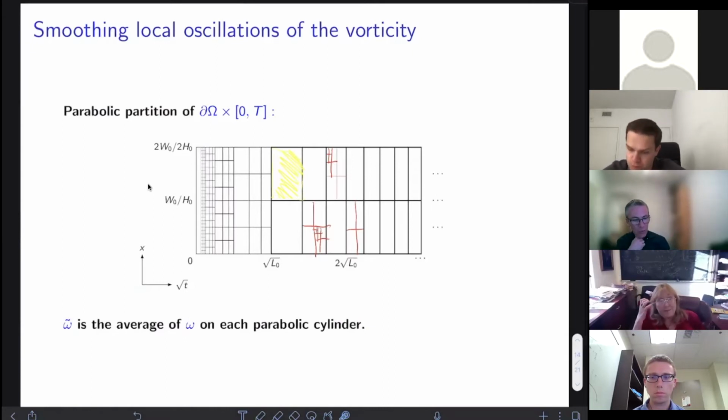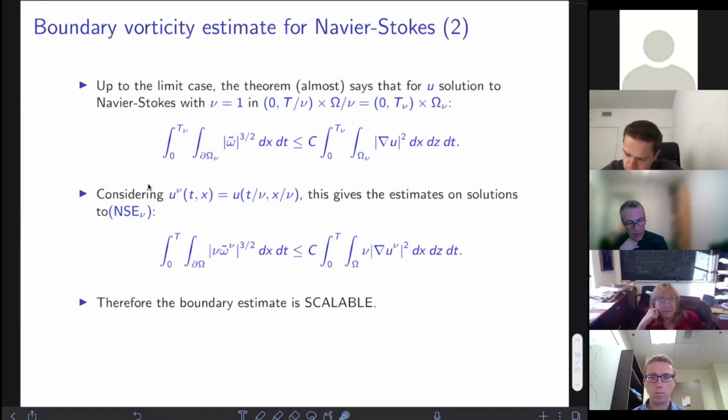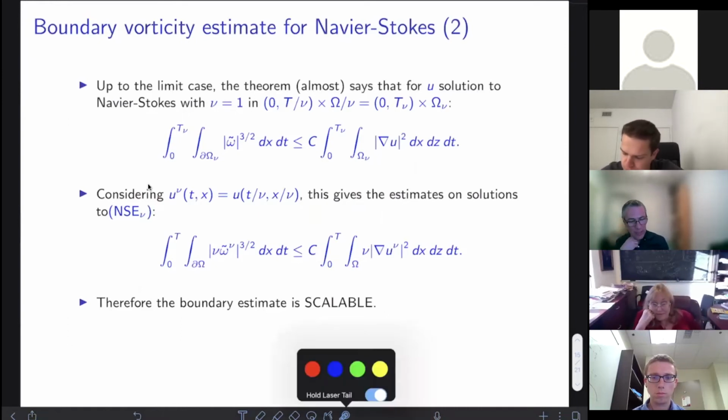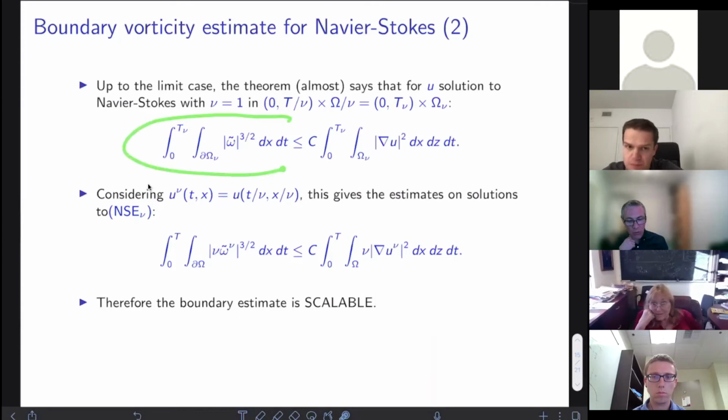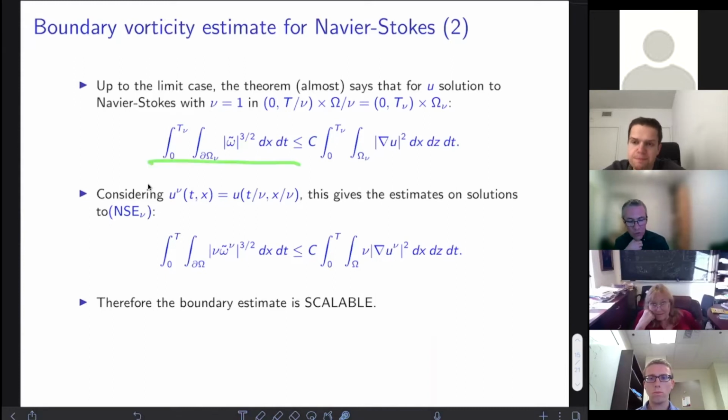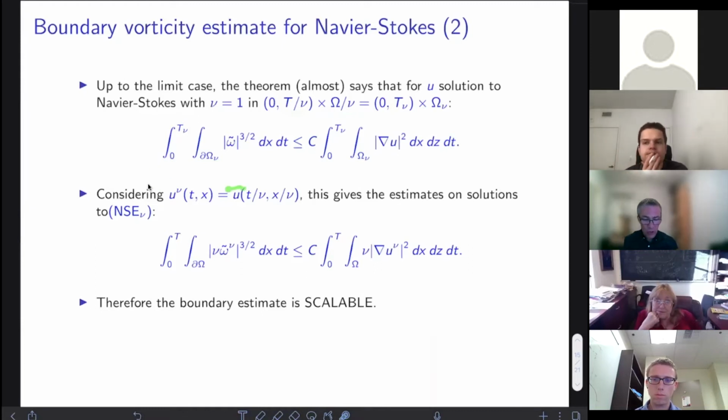And basically what we get is almost, well, it's not exactly this, but it's almost the L3 over 2, because it is what you get by Chebyshev, but it's almost saying the L3 over 2 is controlled by the gradient in L2. Of course, it's for any solution of Navier-Stokes, so it does not depend on the domain. So you can say, well, let's do it for very large time, very large domain, and then you can rescale back.